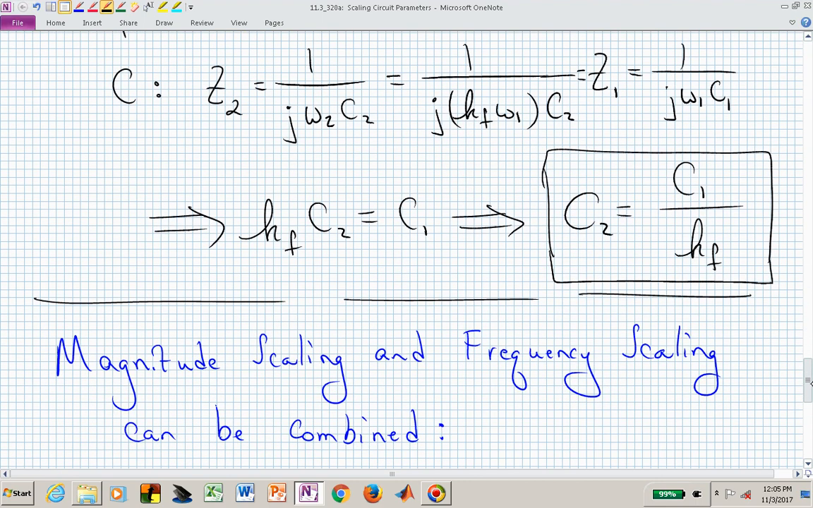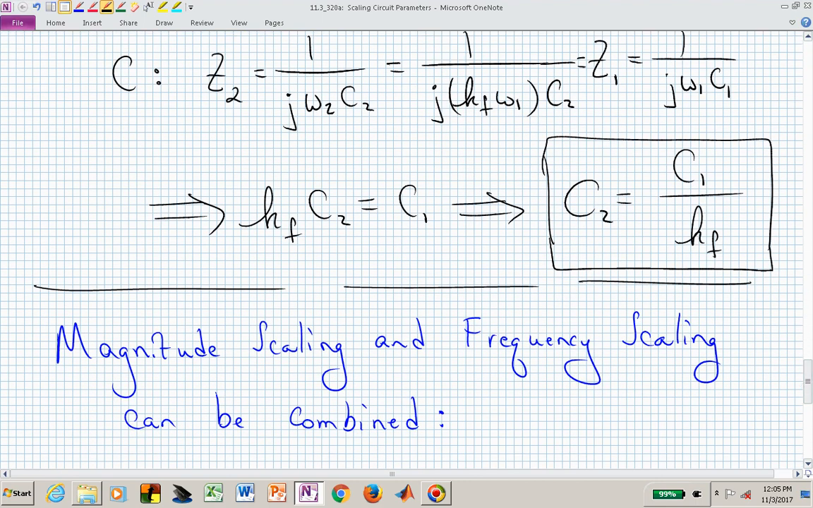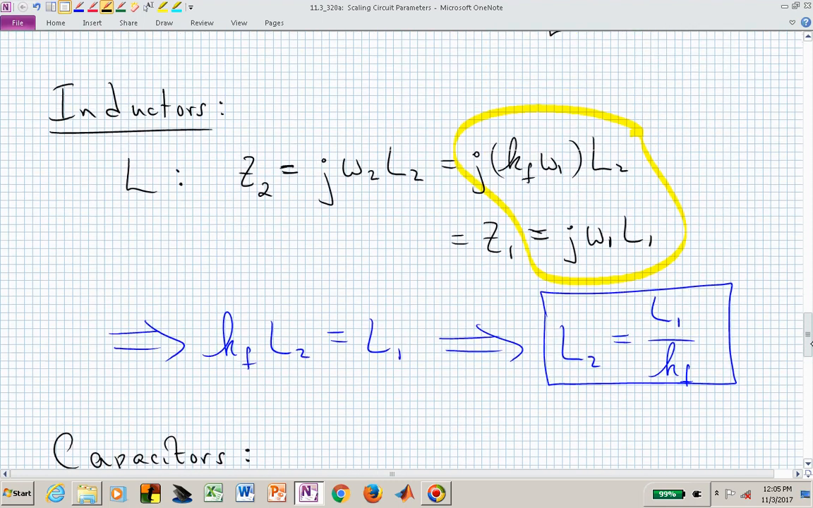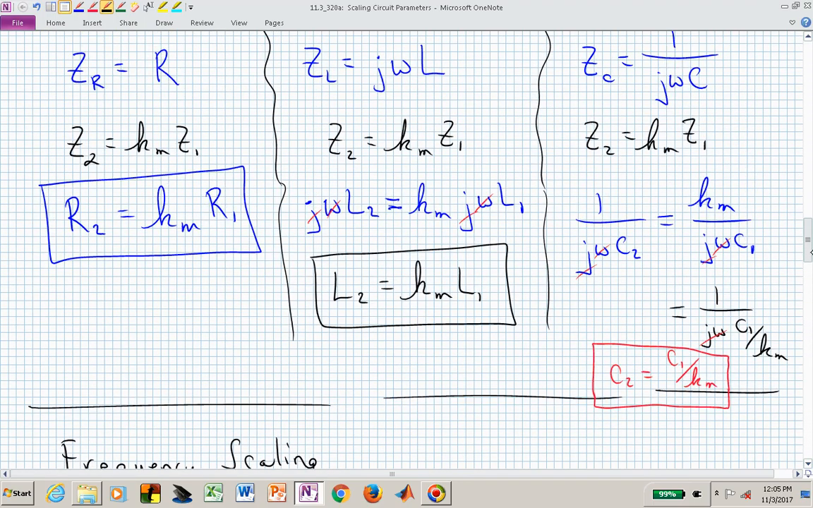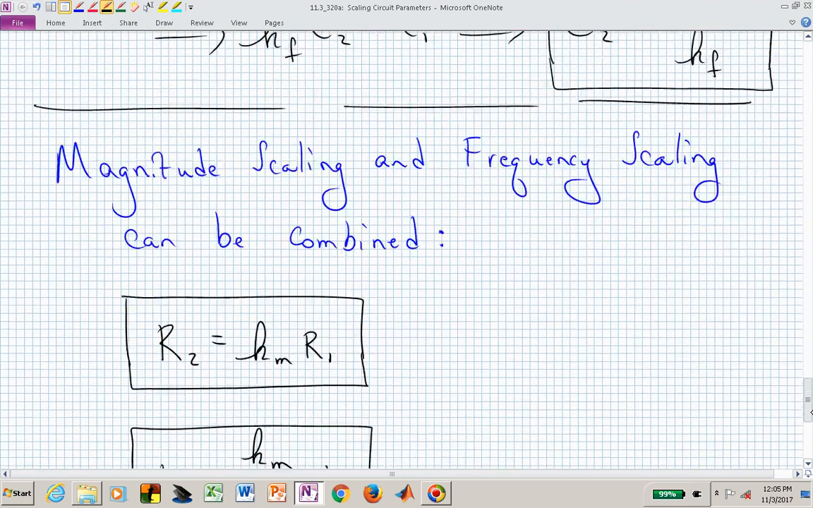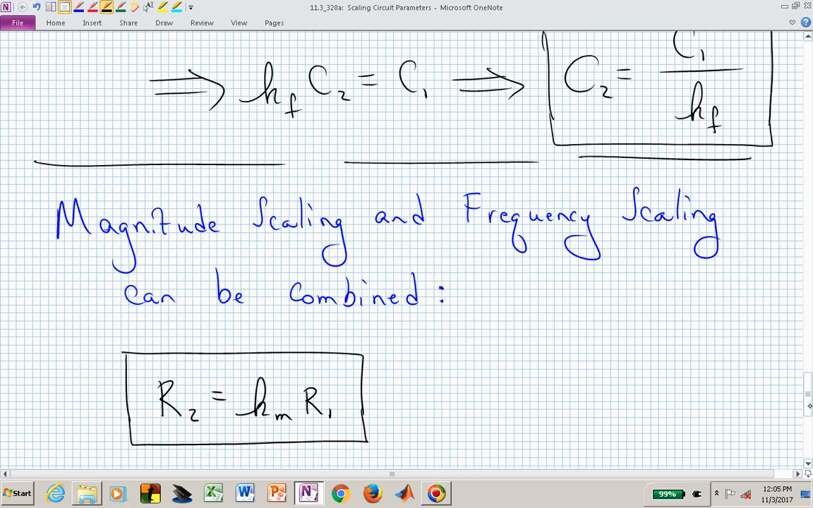So if we combine both magnitude scaling and frequency scaling, we now go back with the resistor. For resistors under frequency scaling, there's no K sub F. There is a K sub M. So to get the final value of our resistor when we magnitude and frequency scale, we simply scale the initial resistor value by the magnitude scaling K sub M.